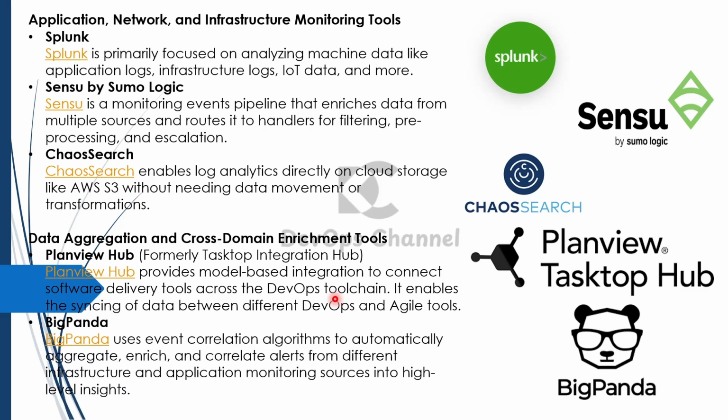Next one is BigPanda. You might have heard about it. It uses an event correlation algorithm to automatically aggregate, enrich, and correlate alerts from different infrastructure and application monitoring sources into high-level insights. So basically, they are for big data analytics. You can integrate with them and get high-level insights for that data.